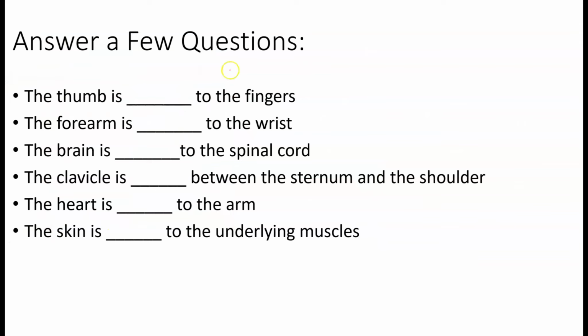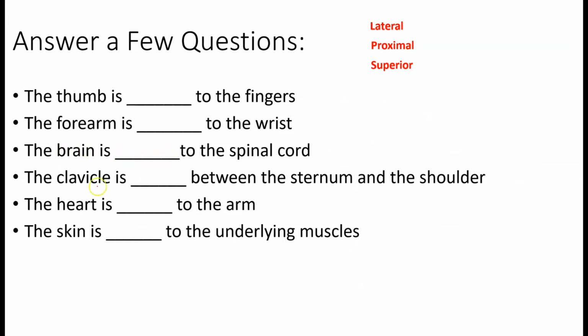Okay, so let's see if we can answer a few questions. The thumb is blank to the fingers. If you said lateral, you were correct. The thumb is lateral to the fingers. Now remember, put your hand in the anatomical position, otherwise this can be a confusing answer. What about the forearm is blank to the wrist? If you said proximal, very good.